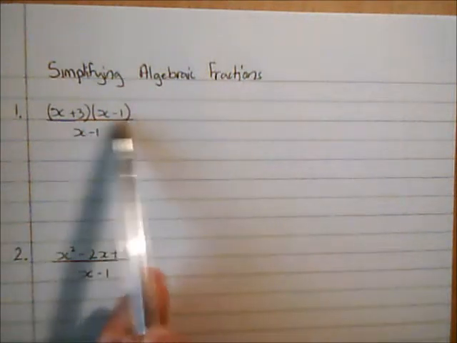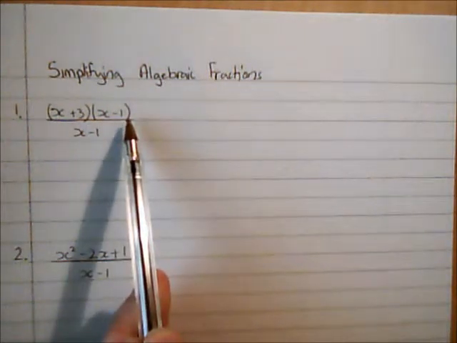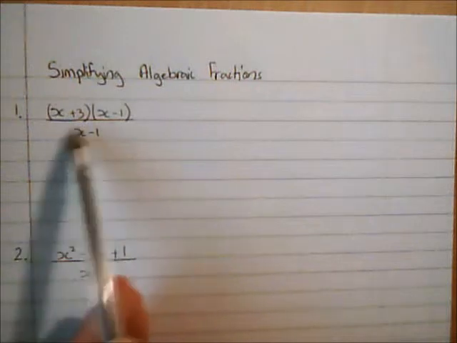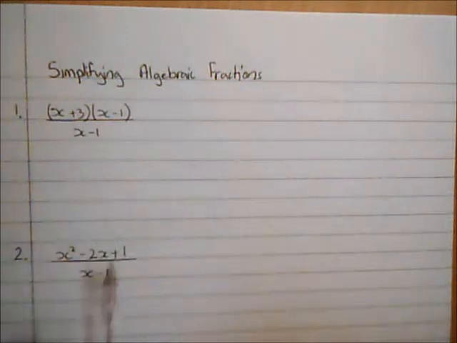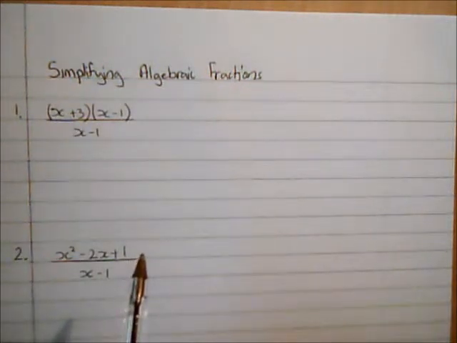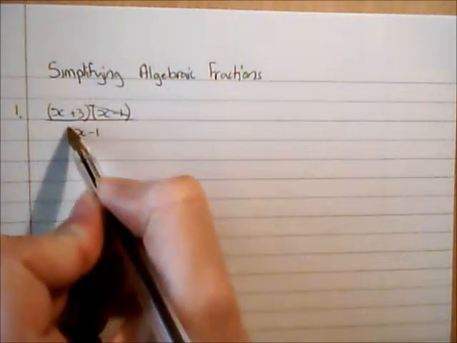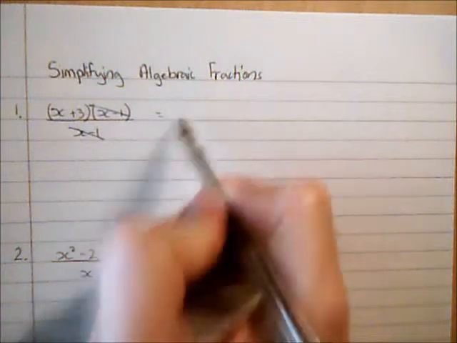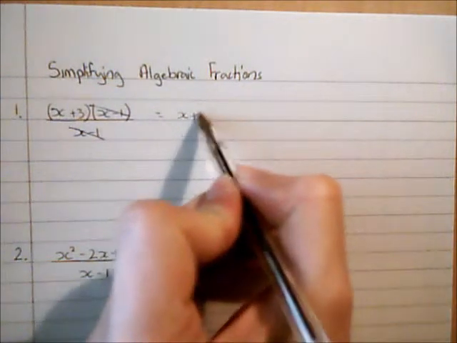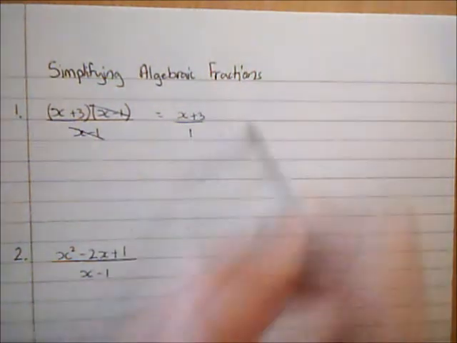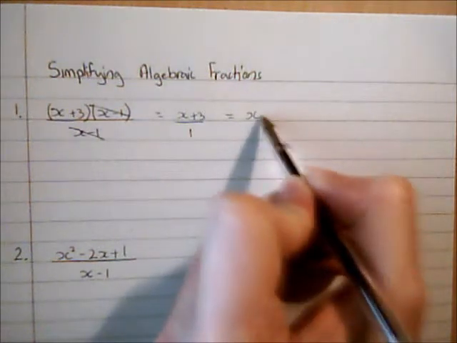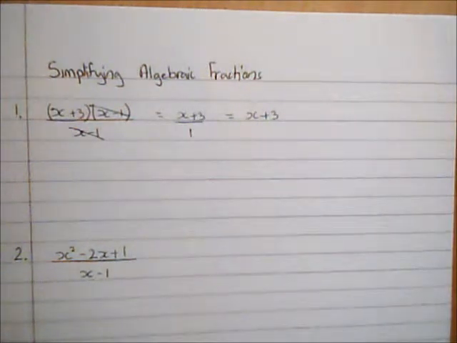the factor x minus 1 on the numerator is also a factor of the denominator, because it is in fact the entire denominator. So I can cancel x minus 1 on the top with x minus 1 on the bottom, which will just leave me with x plus 3 on the top, 1 on the bottom, but that can simply be written as x plus 3.